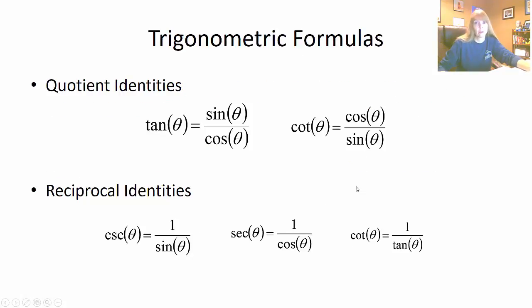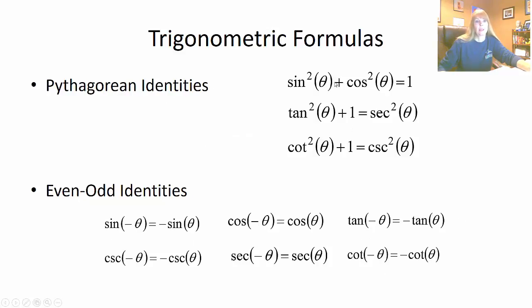We have already talked about identities, and hopefully you have these down. Tangent is sine over cosine, cotangent is cosine over sine, or remember, cotangent is 1 over tangent, that's why that gets flipped. Cosecant is 1 over sine, or sine is 1 over cosecant, and you should be able to go either way. Secant is 1 over cosine, or cosine is 1 over secant.